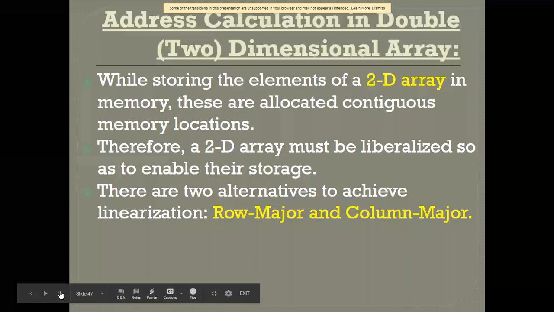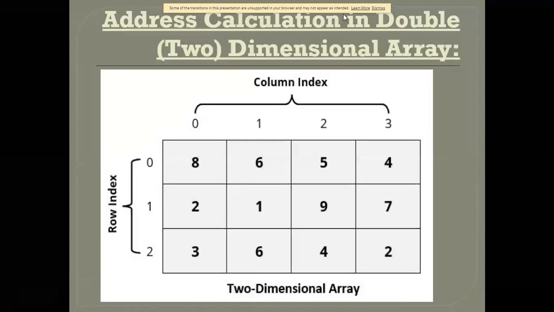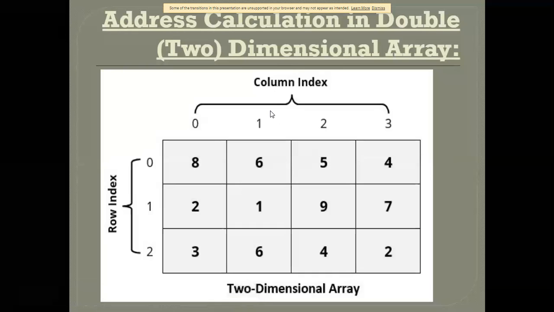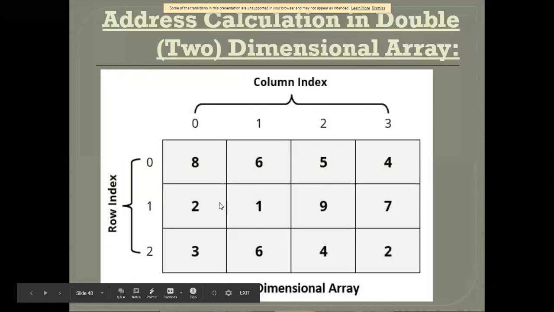Fine, now concentrate on this two dimensional array. There is a column index and a row index that we have seen many times. These are the columns 0 1 2 3, and 0 1 2 are the rows. Can you think about whether it will be stored in memory in this format? Basically in memory it is not stored in this graphical way. This is the logical way we are representing it.